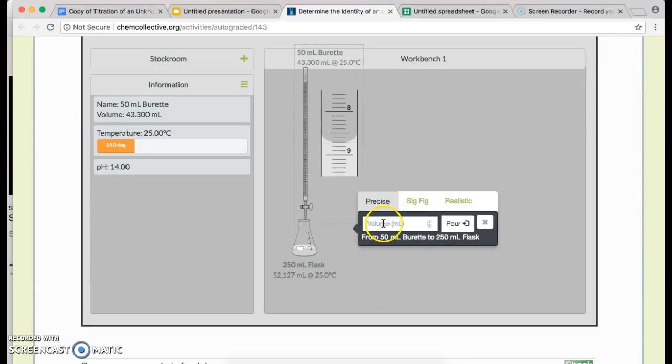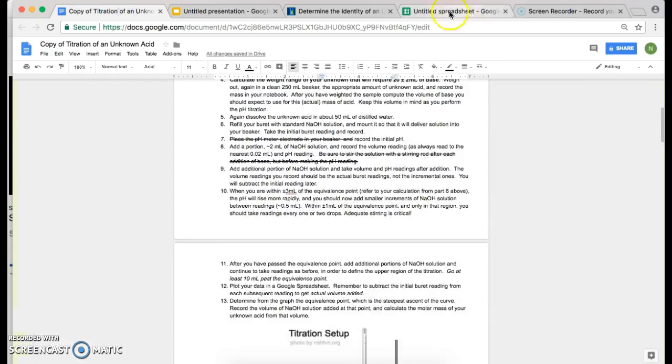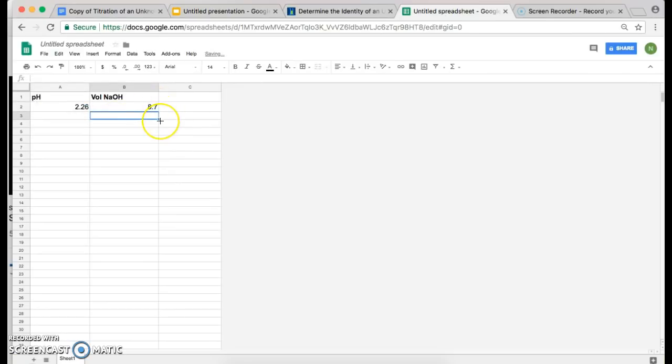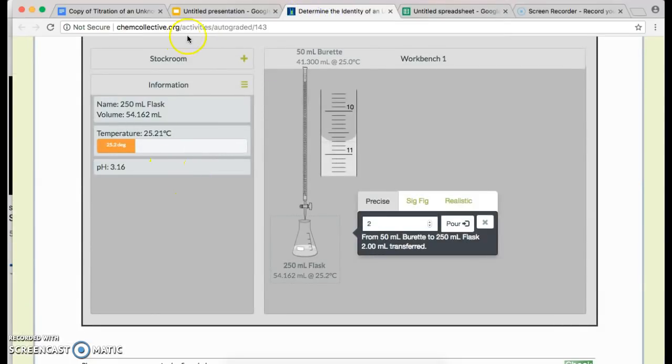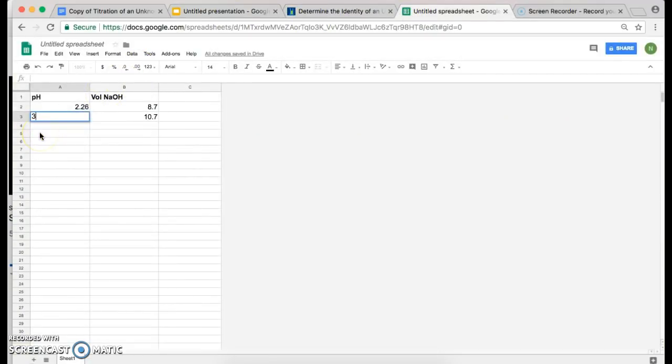So here we go. We're adding 2 milliliter portions, and what I need to do is each time record the volume and the pH. Okay, so I had my first 2 milliliter portion, bam, the pH is now 3.16, and the volume is quite simple since I'm adding it precisely, I don't really have to keep reading it. So in this case, it's going to be just 8.7 plus 2, which is 10.7. And the pH reading is 3.16. Okay, and I add that to my data.